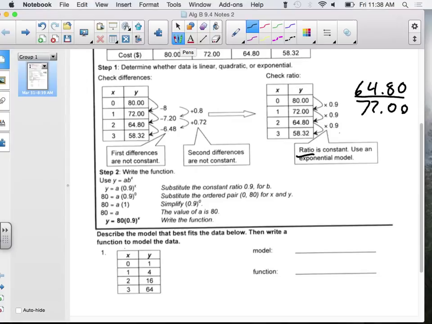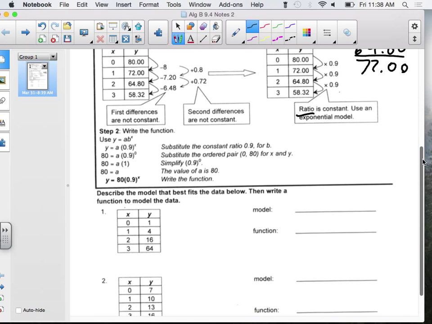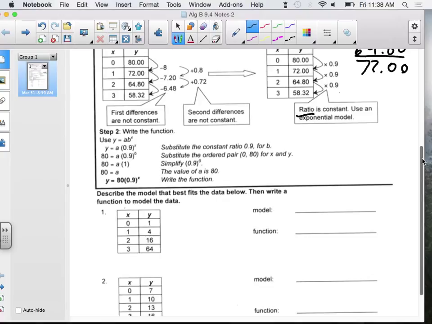So there's a constant ratio, we can say that this is an exponential, right? So, once we found out what model it represents, this one's an exponential, now we get to write the equation for it. So just right away, they write the standard form for an exponential, y equals a times b to the x. Then they just substitute in the values we know.